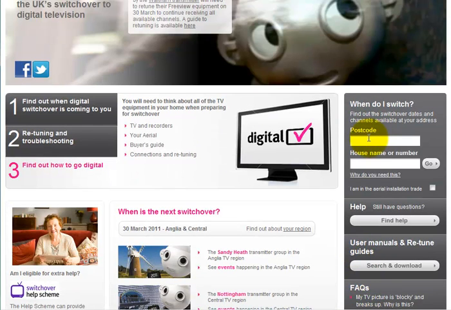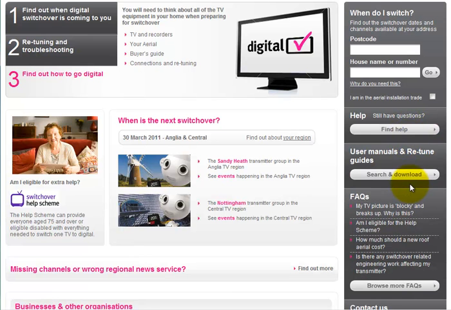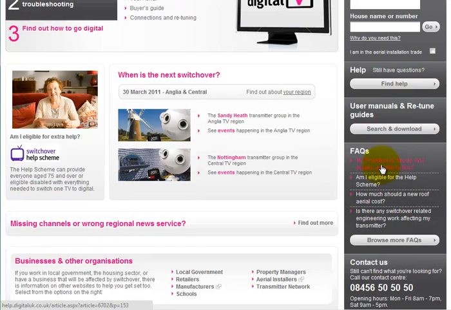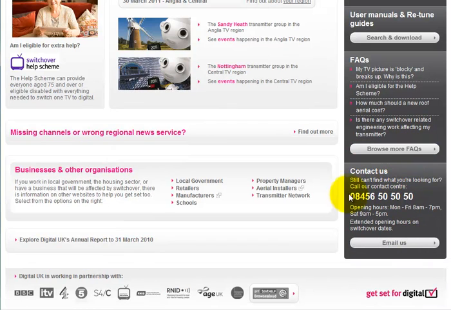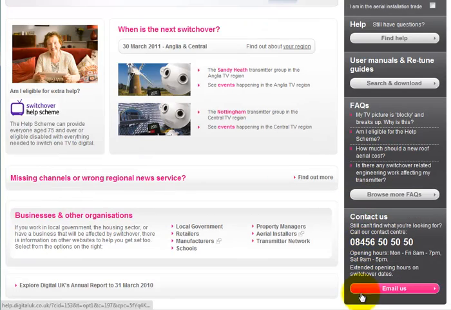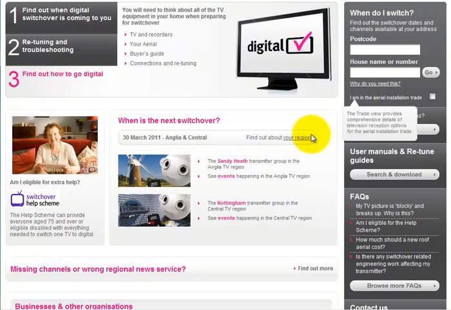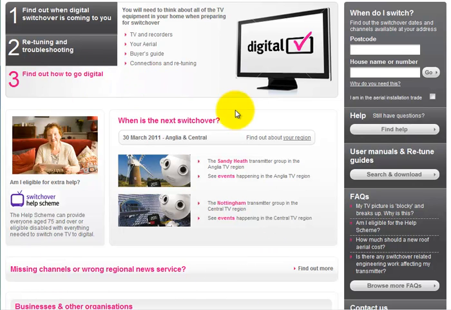So you can put your postcode or your house number in there. It'll tell you when it's going to affect you. If you still have questions, find help. User manual, search and download, frequently asked questions, browse more frequently asked questions. You still have questions? Call us or email us. And all of this help facility is contained within one visual container. So it prioritizes getting the answers that people need over and above all the other stuff on the page over here, which is just general news and information.